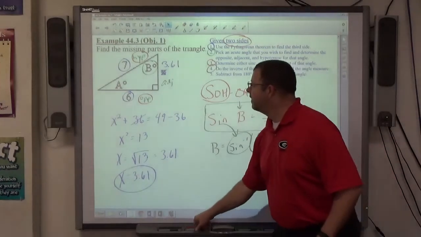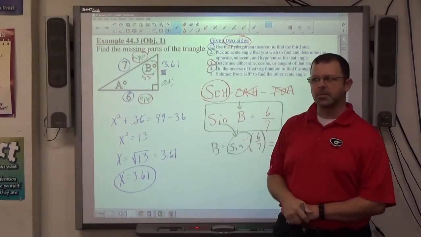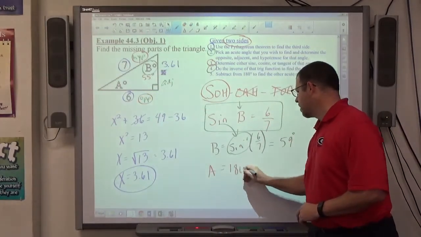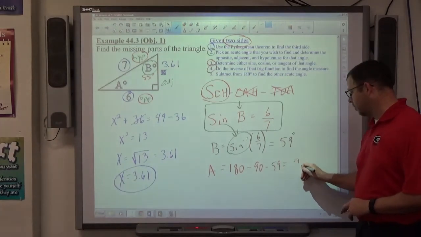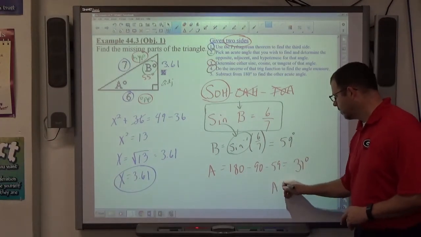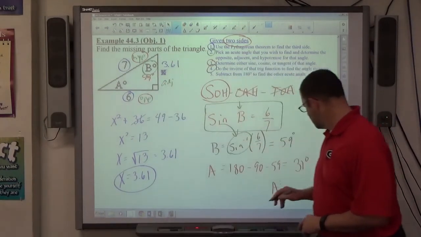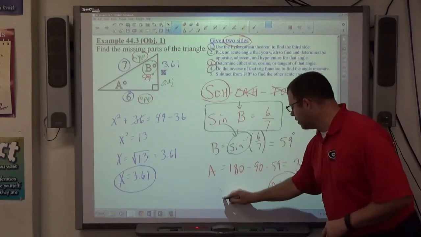Step 5, once we know B is 59 degrees, now we're back to the very first step of the last problem, right? We know two of the angles. To find the third angle, A, we're just going to do 180 minus 90 minus the angle we know, 59, which equals 31 degrees. You wrote 55 up as B. Oh, thank you. A is equal to 31 degrees. At least I didn't do it down here where it mattered. B equals 59.